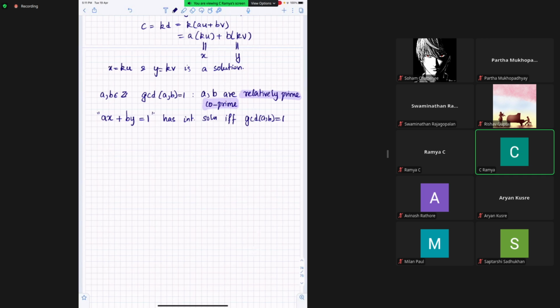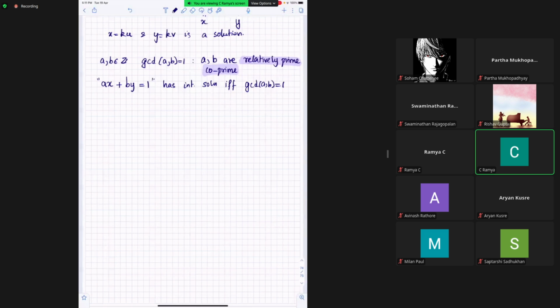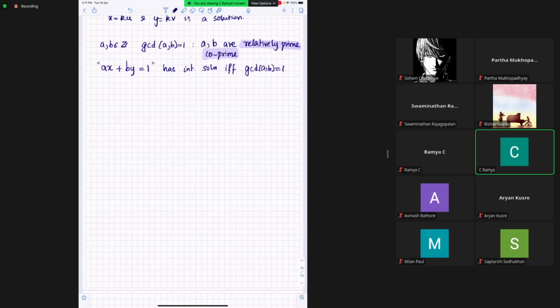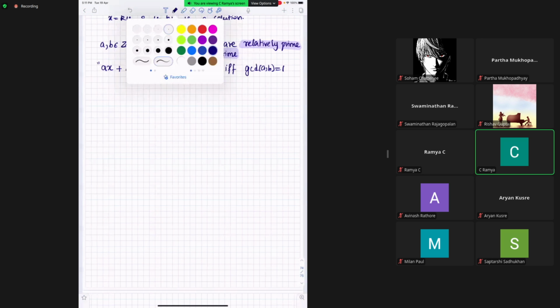Okay, so now this also gives a characterization for equations like Ax plus By equal to 1. And we'll use properties of co-prime numbers in cryptography. That's what we'll see next week. Okay, another cool observation from Bezout's theorem. It's very nice that linear Diophantine equations have a direct characterization of their integer solutions.